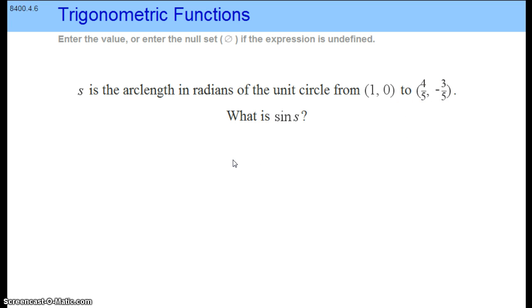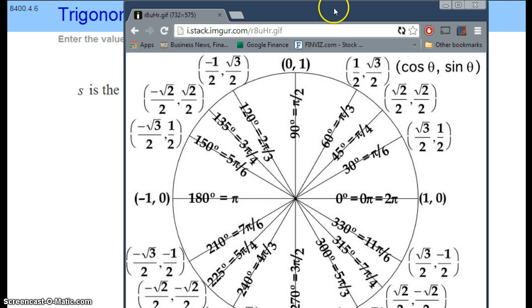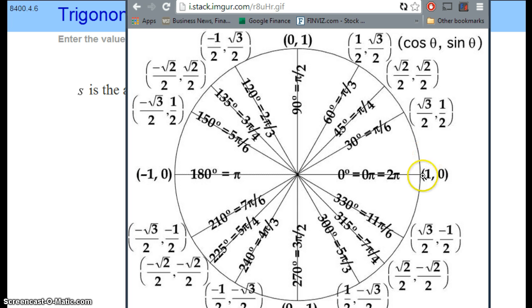Okay, so we've been learning about the unit circle, and I'm not sure the video lecture actually explicitly states arc length, but you know what it is. So first of all, let's take a look at a unit circle. Arc length is the length from this first point (1, 0) at 0 degrees up until any point.